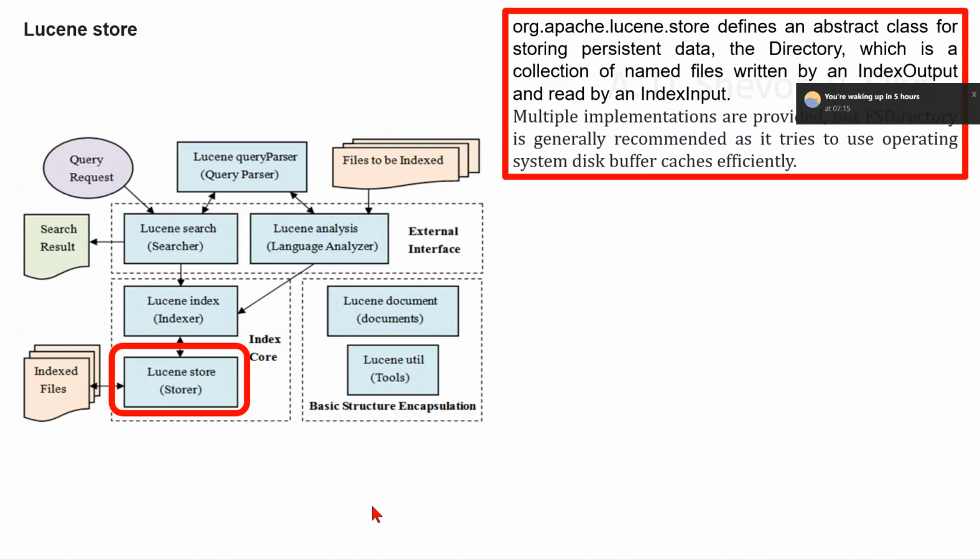Now we are focusing on Lucene store. org.apache.lucene.store defines an abstract class for storing persistent data, the Directory, which is a collection of named files written by an IndexOutput and read by an IndexInput. Multiple implementations are provided, but FSDirectory is generally recommended as it tries to use operating system disk buffer caches efficiently.